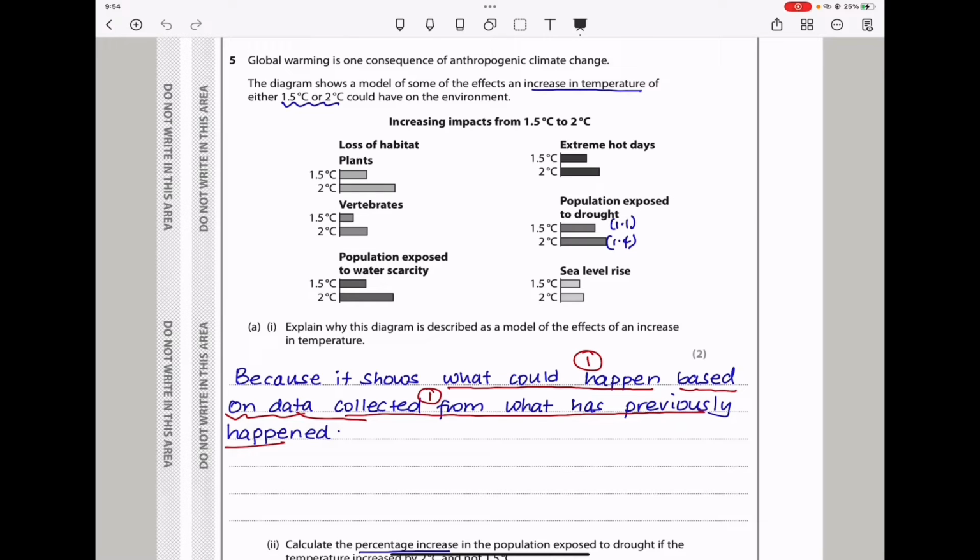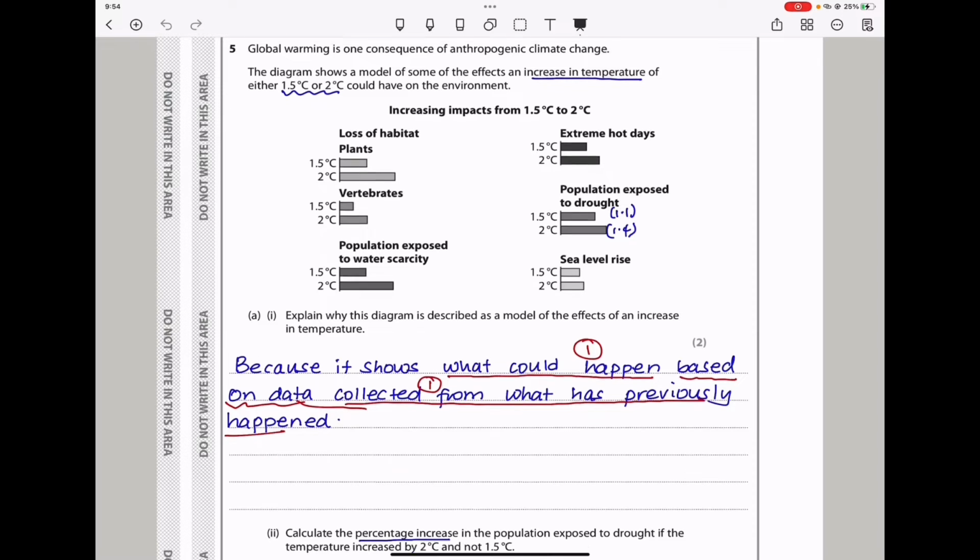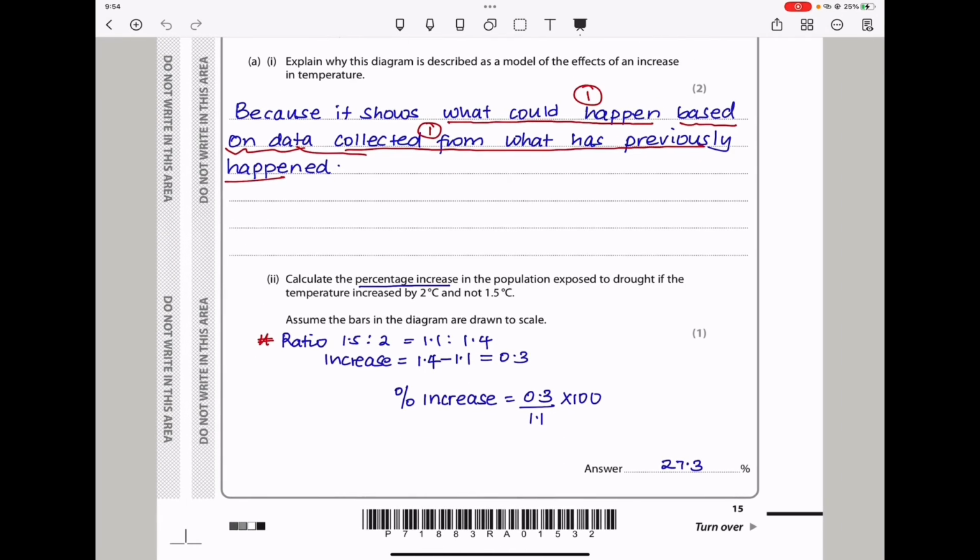This is a model because it predicts or shows what will happen in the future based on the information or data collected from the events that have occurred previously. The next part says, calculate the percentage increase in the population exposed to drought if the temperature increased by 2 degrees and not 1.5 degrees.